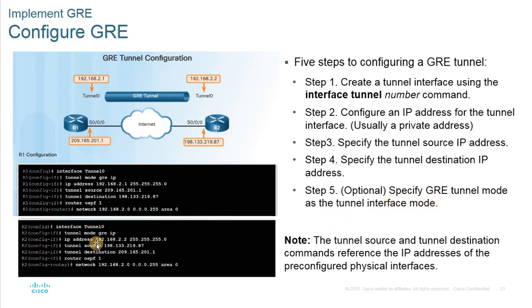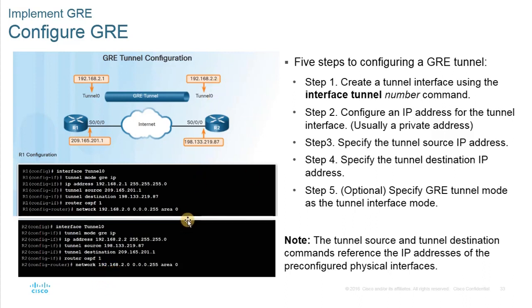Now let's proceed to R2. Again, we have interface tunnel 0, the GRE IP, and the IP address of tunnel 0 facing R1, which is 192.168.2.2 as you can see here. And of course, our tunnel source is 198.133.219.87. Then the tunnel destination is 209.165.201.1. And of course, we need to enable OSPF as our routing protocol using 192.168.2.0.